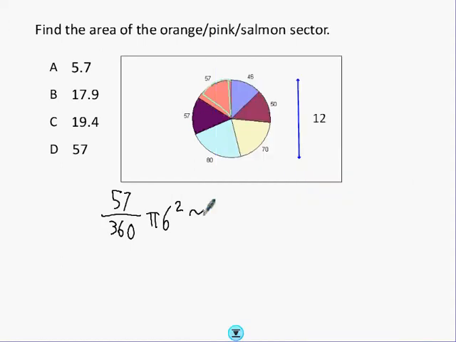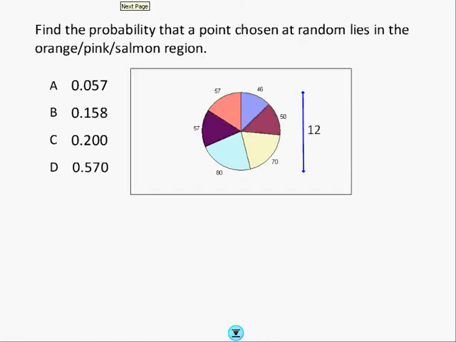17.9 approximately. And that is B. Now we're going to do geometric probability. What are the chances that if I pick a point at random, it lands in this region? Now, I could do want over can: the area that we just found, 17.9, divided by the area that it can land in, the entire circle, pi r squared.